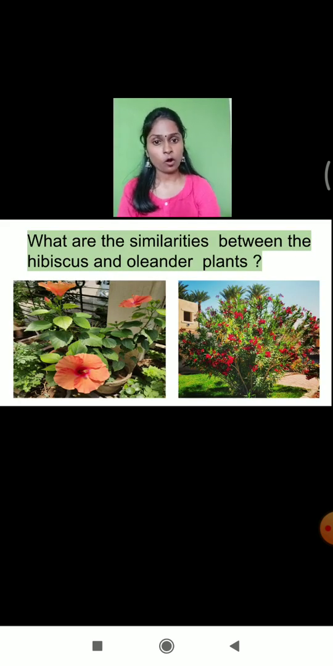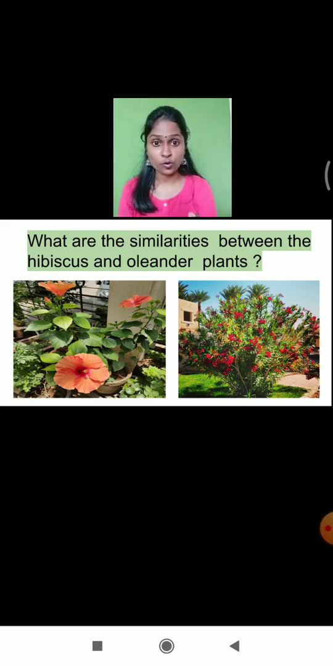Now next, observe this picture. What is the similarity you found between the hibiscus and the oleander plants? The first one displays the hibiscus plant and the second picture displays the oleander plants. So what is the similarity you see in their shape and size? Yeah, you can see that these plants are a little bit away from the ground. They are not as tall as the mango and the banyan tree. They are short in height and they are near to the ground surface.